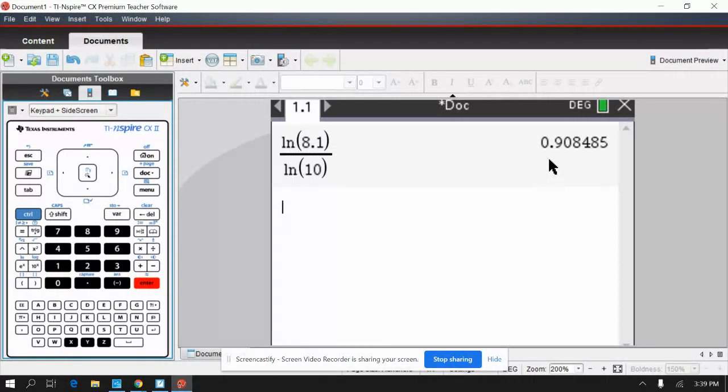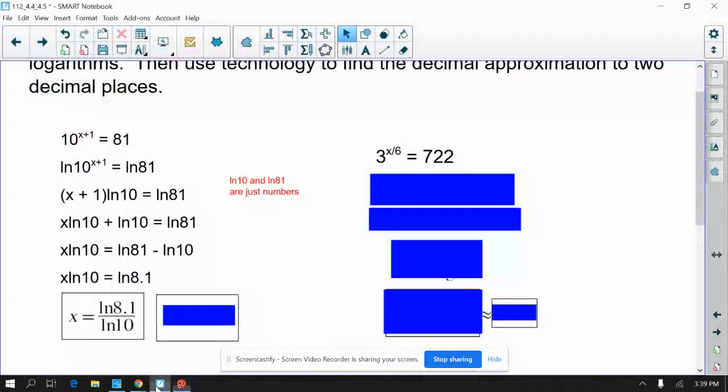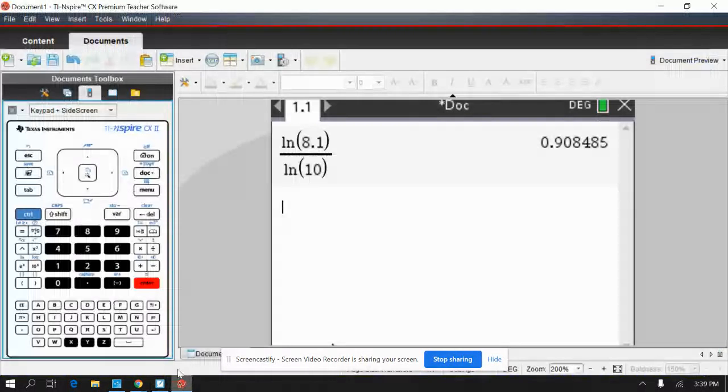And I get 0.91. Now, being skeptical is good in mathematics because how do we know we're right? We could always plug this into the original and see if we get 81. So let's just check that out really quick.